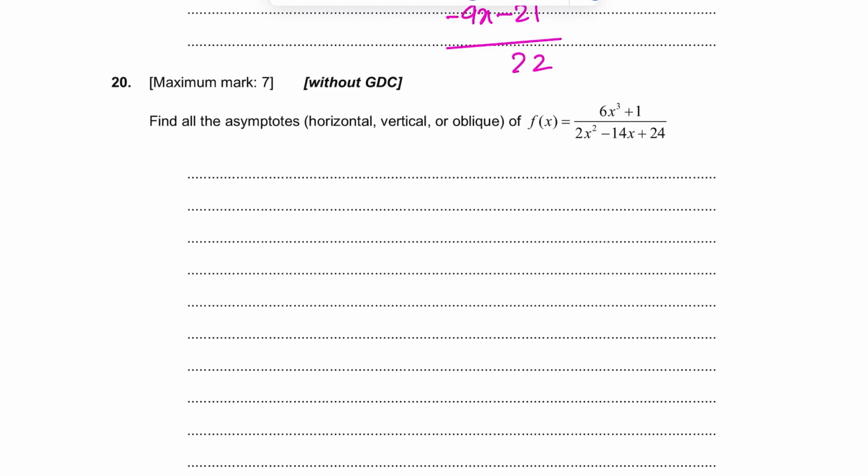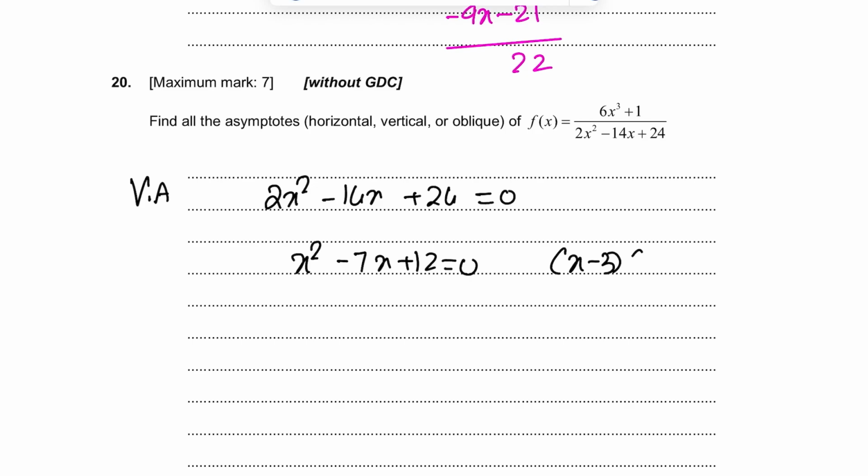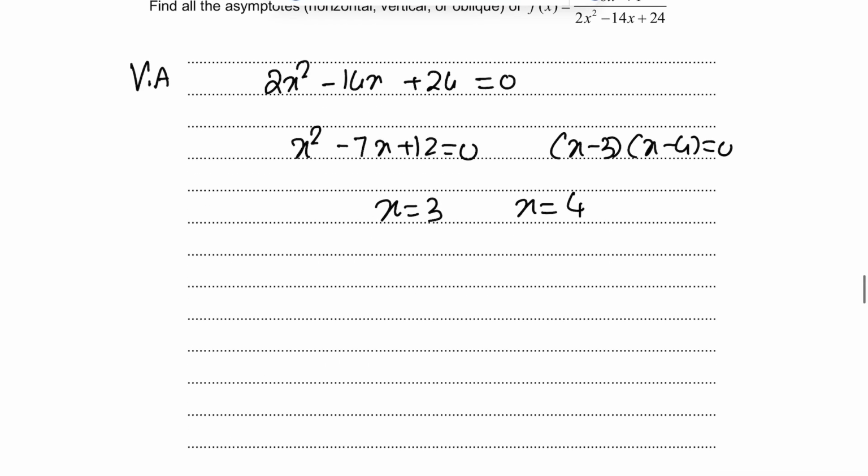The denominator should be equal to 0 for the vertical asymptote. So 2x square minus 14x plus 24 should be equal to 0. So which becomes x square minus 7x plus 12 equals 0. So x minus 3 times x minus 4 equals 0. So x equals 3, x equals 4 is going to be the vertical asymptote. Numerator degree is greater than the denominator degree, so I'm going to do the long division.